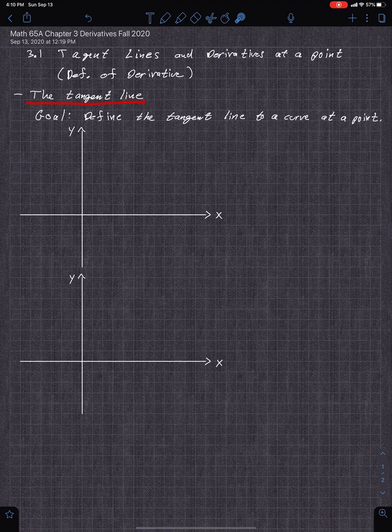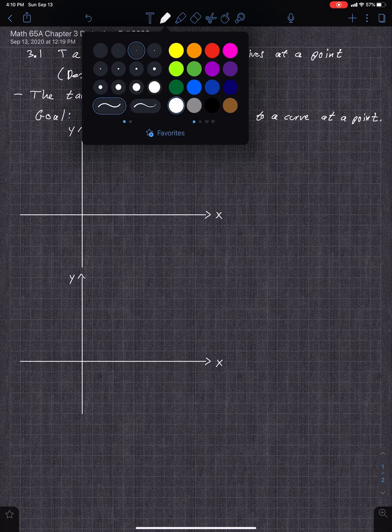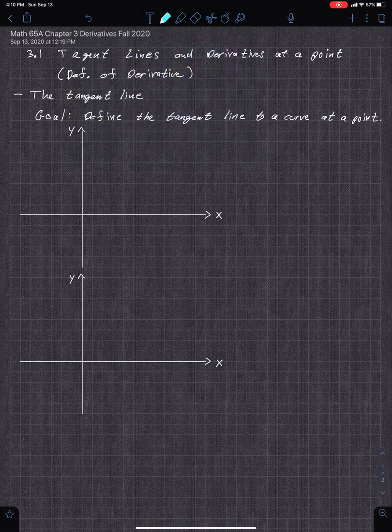We're going to look at tangent lines, what those are. Our goal is to find the tangent line to a curve at a point. Like, what does that mean? So if we take a curve, I'm just going to draw it. This is what we do for generic curves, something like that.